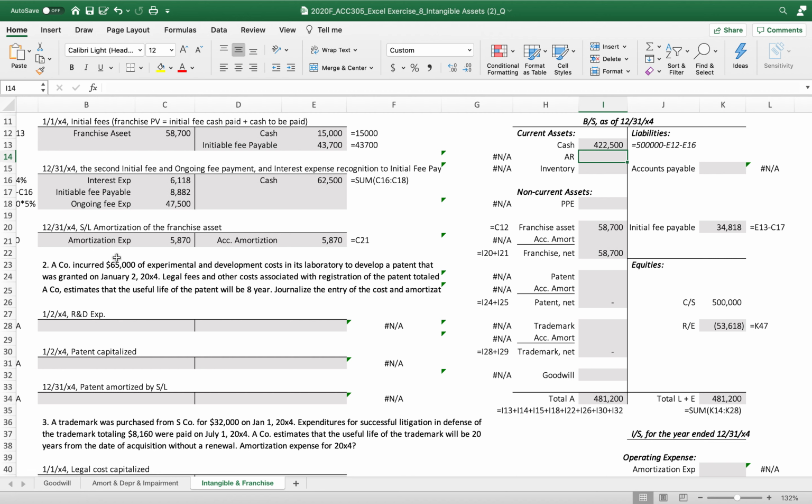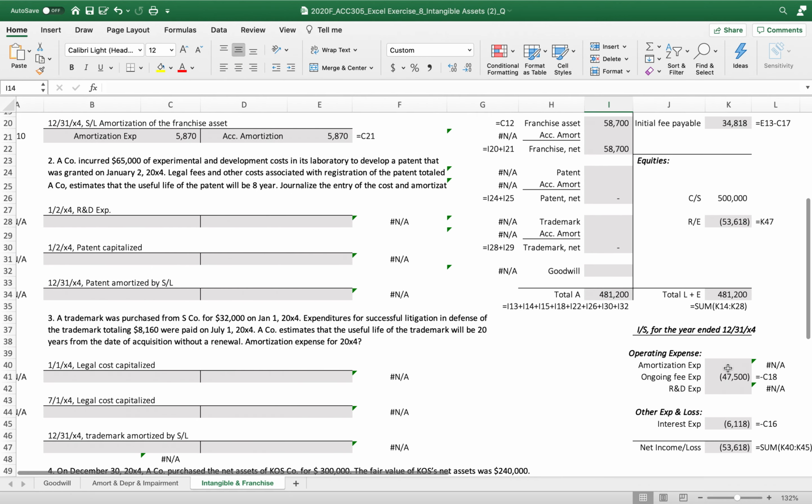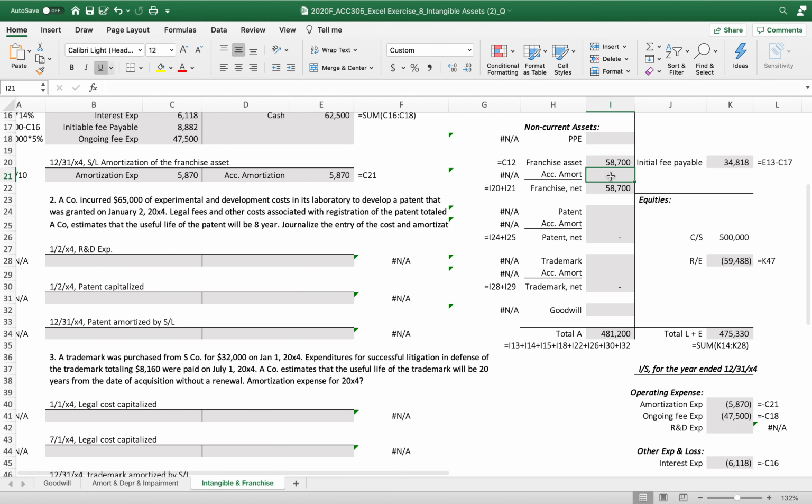The last transaction is the adjustment for straight-line amortization of the franchise asset. Amortization expense, we put here on the income statement. Then accumulated amortization on the balance sheet. So we allocate the cost, and then we get the franchise's net book value, 52,800. So we balanced out.